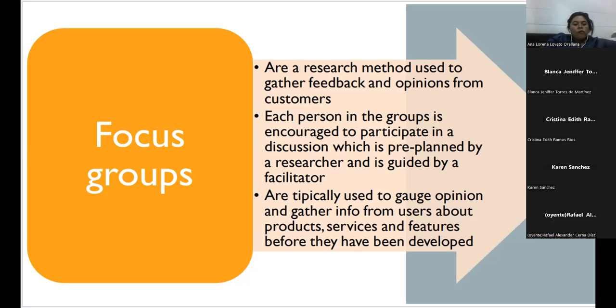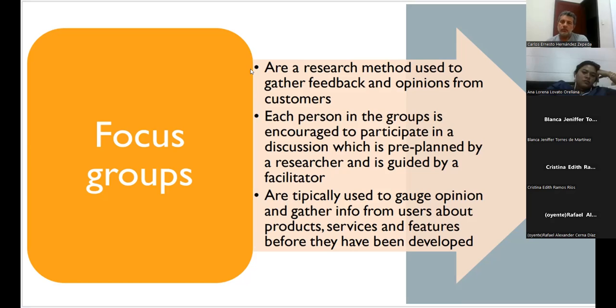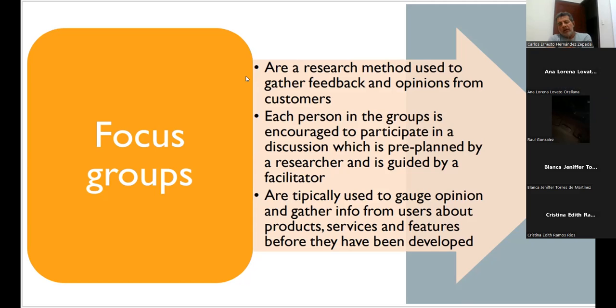Karen Sánchez, please, one and two. Okay. Each person in the groups is encouraged to participate in a discussion which is pre-planned by a researcher and is guided by a facilitator. Are typically used to gauge opinion and gather info from users about products, service, and features before they have been developed. Okay, Karen, thank you very much.